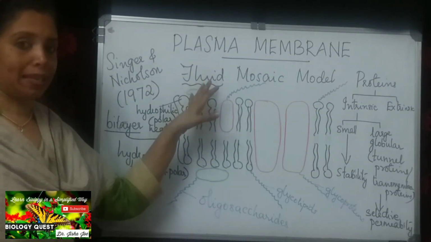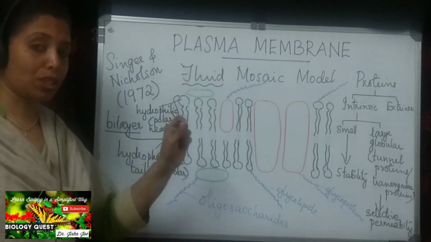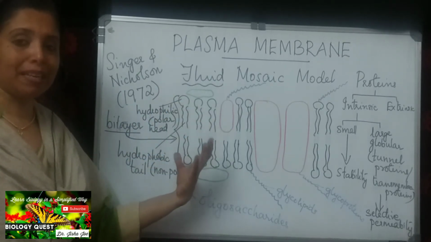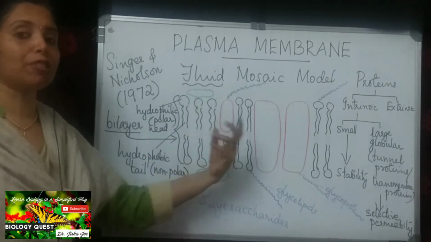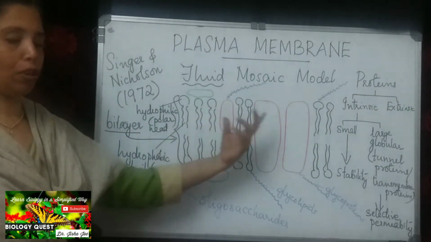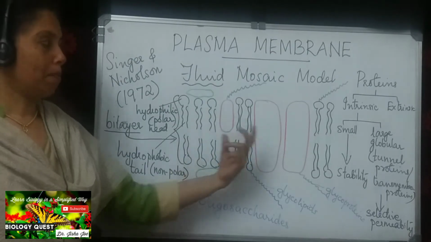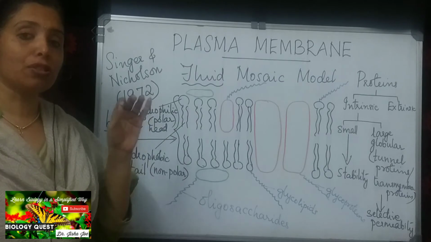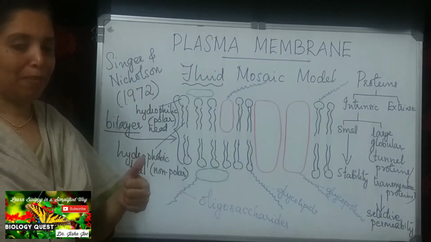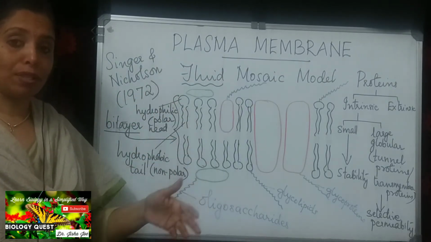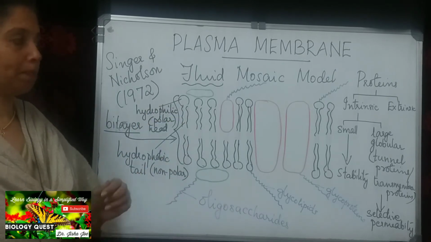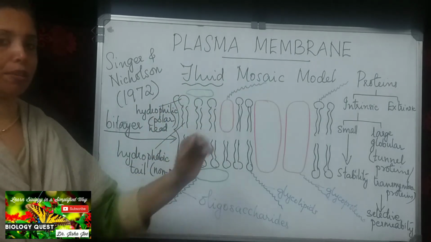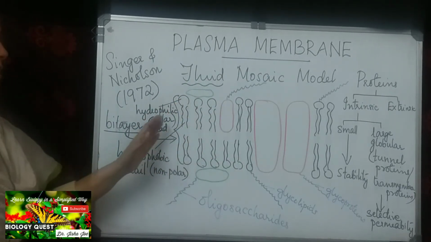So that is the fluid nature. The fluid nature is due to the presence of phospholipids, and this nature of the plasma membrane helps the lateral movement of the protein molecules within the phospholipid bilayer. And the mosaic appearance of the plasma membrane is due to the presence of the phospholipids, the proteins, the oligosaccharides, cholesterol, etc.